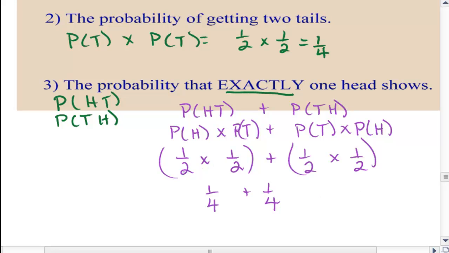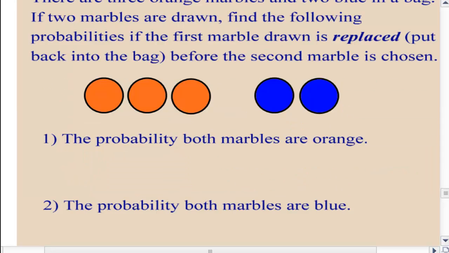I recommend that your fractions will get more complicated. I recommend you not simplify them in the middle of the work, to help you go ahead and have common denominators. It's less work to get your common denominators if you're not simplifying. So you get 2/4, which equals 1/2.